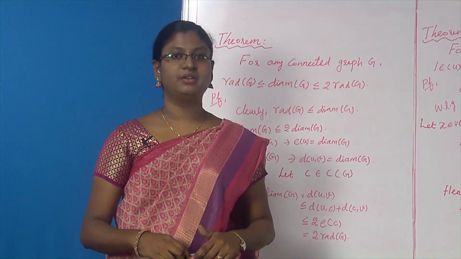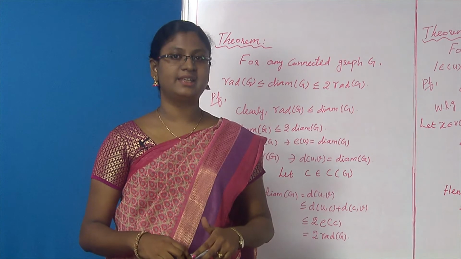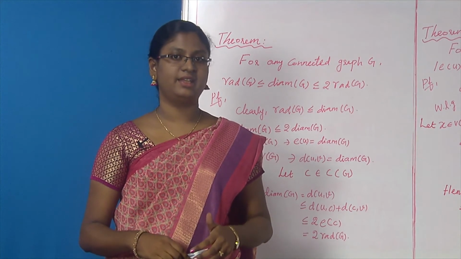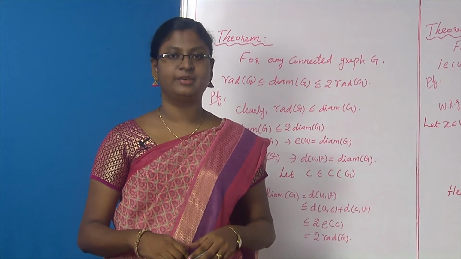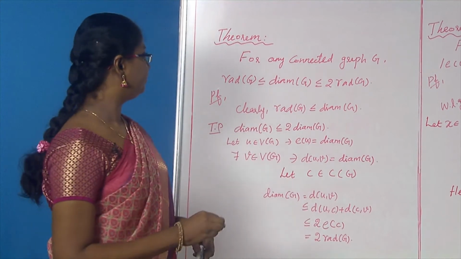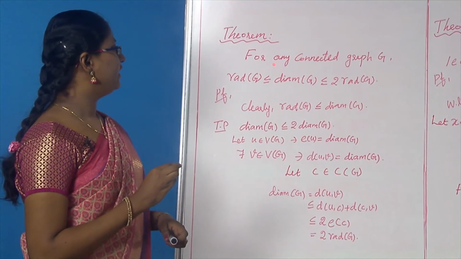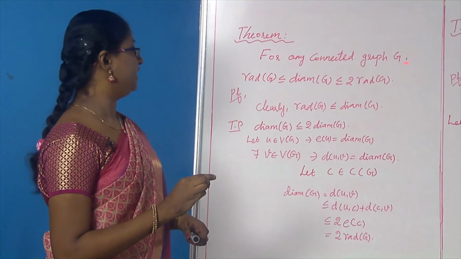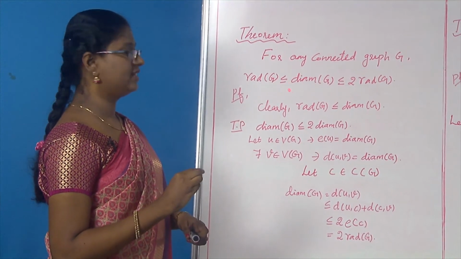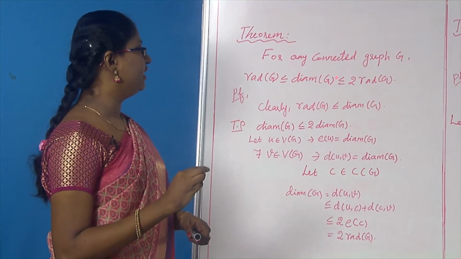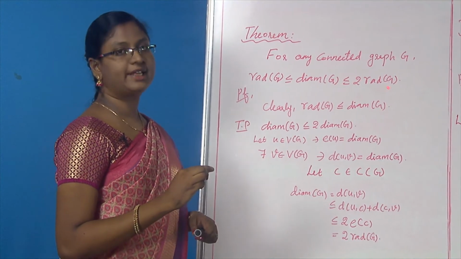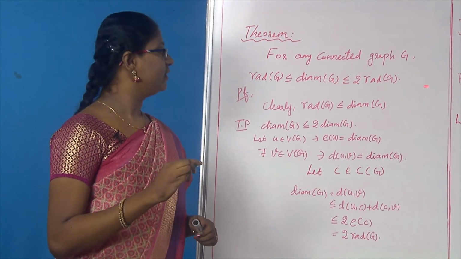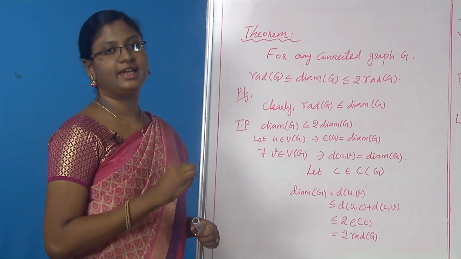We learnt about eccentricities, radius and center of G by visualizing with an example. Here we are going to deal with some theorems that relate eccentricities and distances, radius, the concepts that we already studied. The first theorem states: for any connected graph G, radius of G is less than or equal to diameter of G, which is less than or equal to 2 times radius of G. Here we are going to prove this particular inequality.